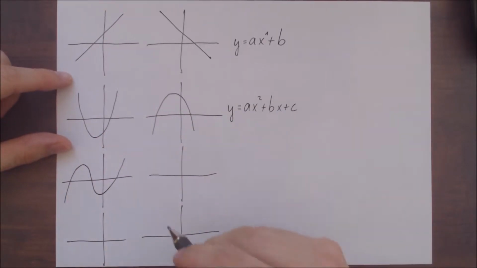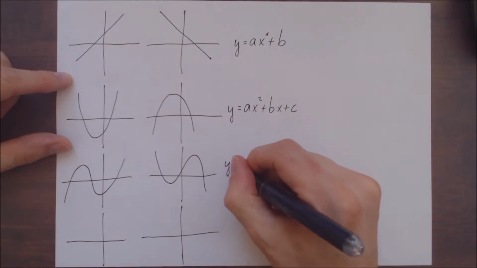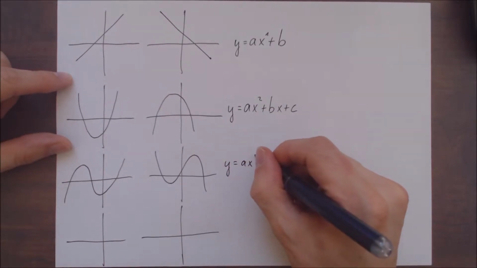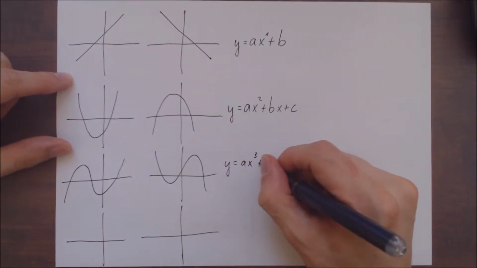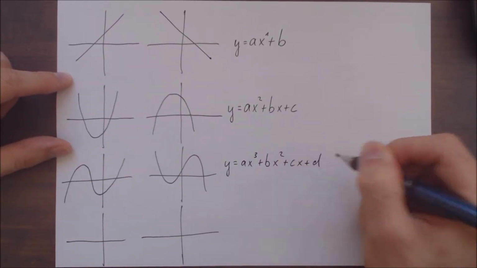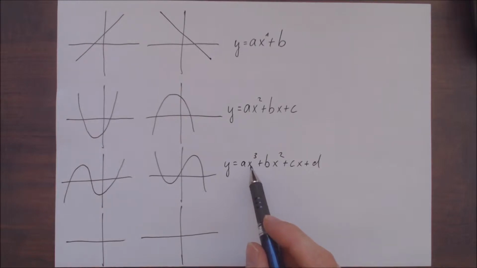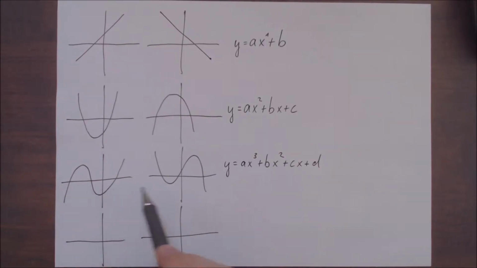So the next would be a third degree polynomial. Either it looks like an n or like a reverse n, like this. And the equation is ax cubed plus bx squared plus cx plus d. And again, it depends on the a, on the coefficient in front of the highest exponent, whether it is so or so. So if a is positive, it looks like this. If a is negative, it looks like this.